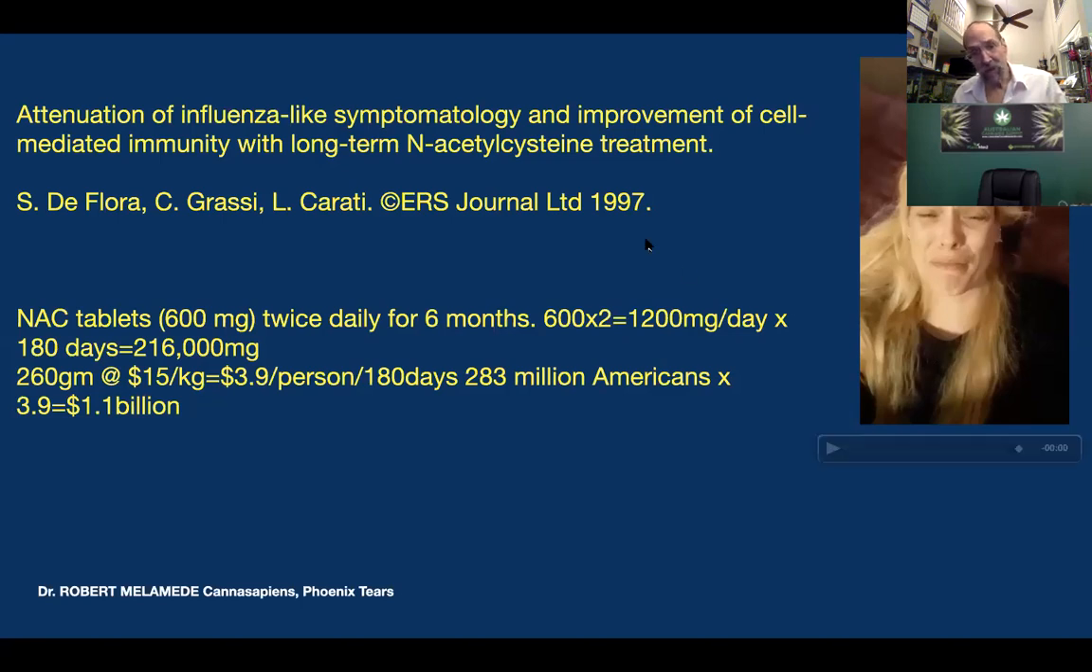If you look at the numbers here, you can see that for a relatively small amount of money compared to what's spent on vaccine development and all the nonsense we've heard, everybody in America would have been protected.